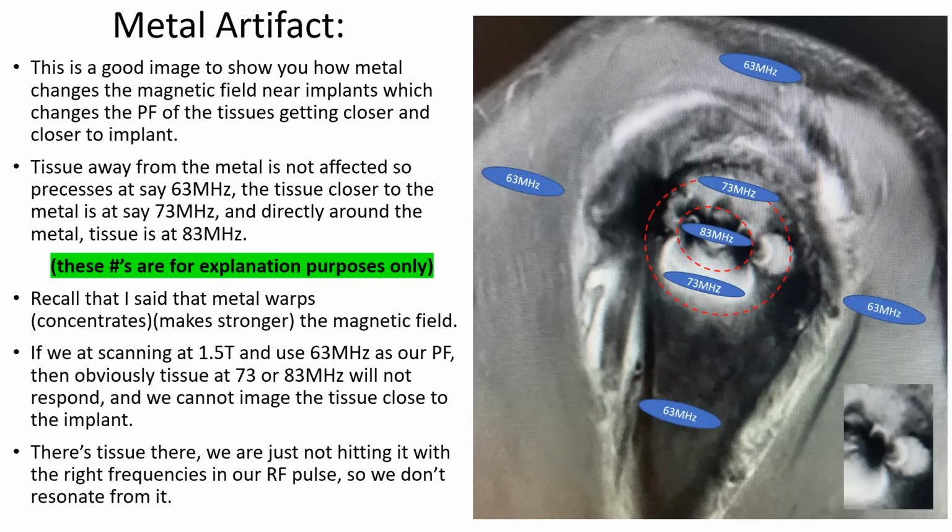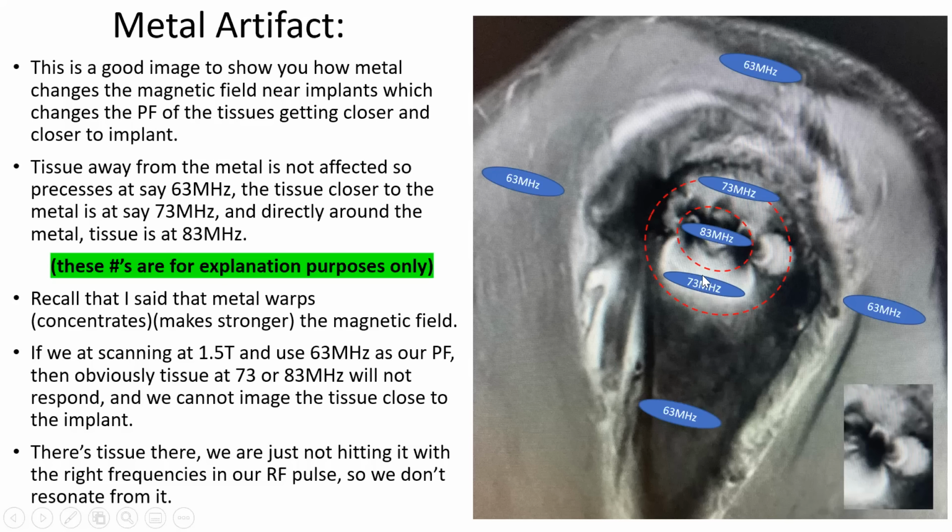The reason why we don't see good fat sats near metal is because, and these numbers are just for example here, away from the metal, everybody's processing at 63 megahertz. That's great. As you get close to the metal, because the metal brings in the magnetic field, it strengthens it. So maybe this tissue here is at 73 megahertz versus this guy that's at 63. And then real close to the metal, 83 megahertz. If you're at a 1.5 Tesla scanner, nothing is processing at 83 megahertz, at least not on purpose. The metal can do that.